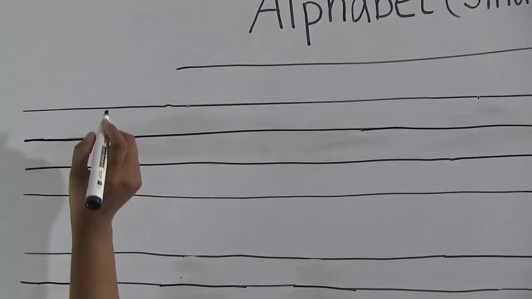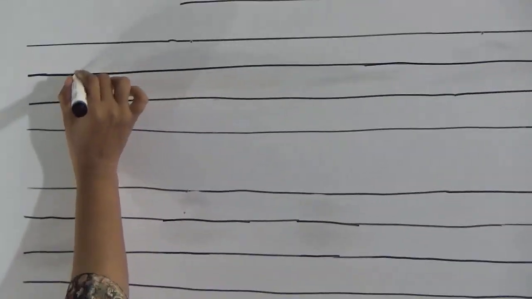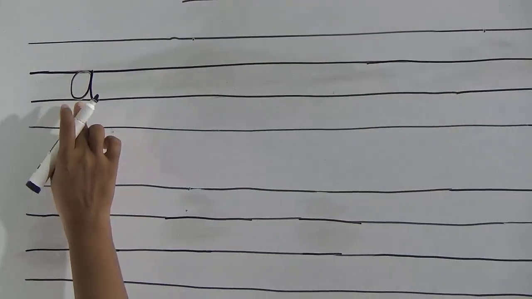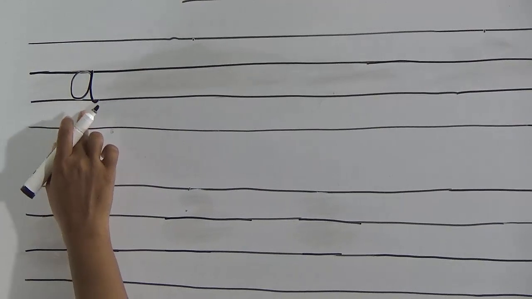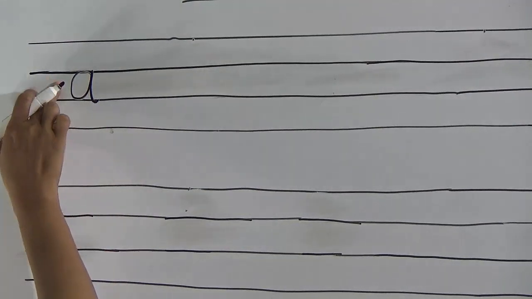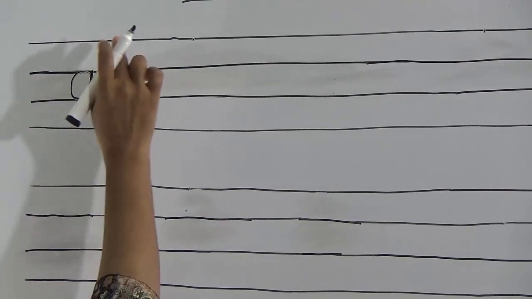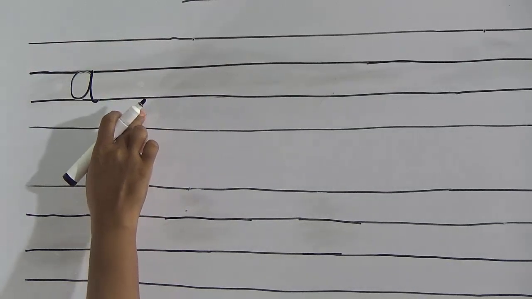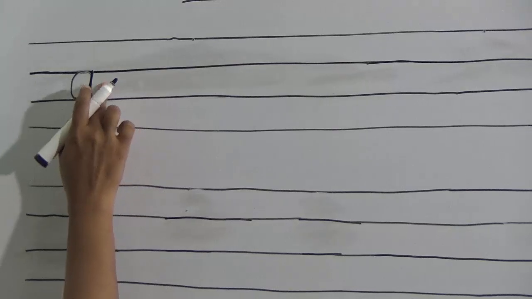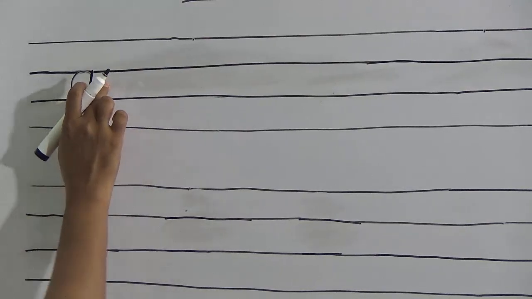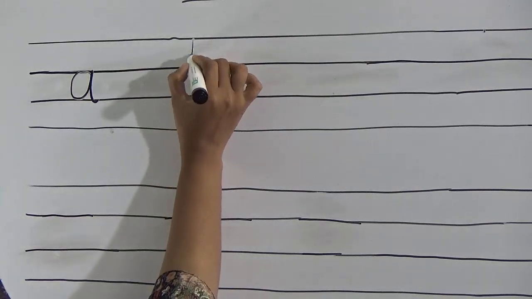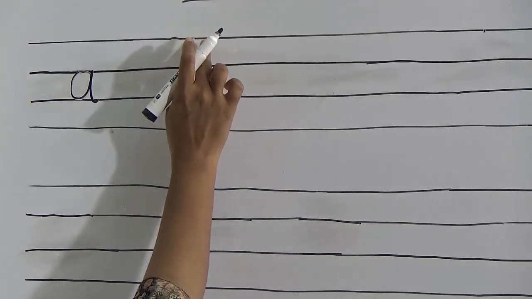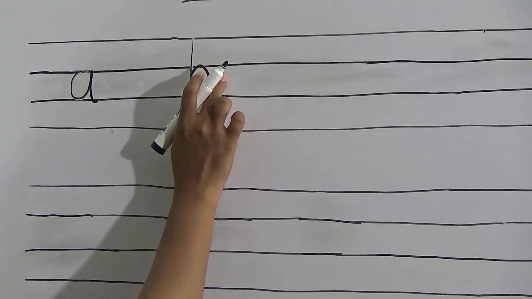First, I'm writing small a. Look, when you will write a, you have to write in the middle level. Here, upper level, middle level and lower level. Small a will be in the middle level. Then b. B will be from upper level to middle level.